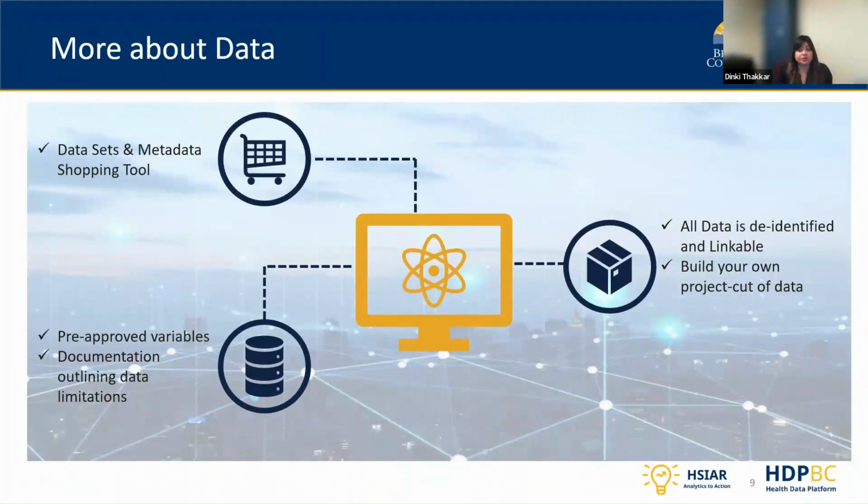It also includes other relevant information about data, like are there any quality issues? Are there any data limitations that you should be taking into account that would further inform your research and analysis? So all of this information is available, like I said, both inside as well as outside of the secure desktop, for you to access. All the data is de-identified and linkable using keys like PHNs.